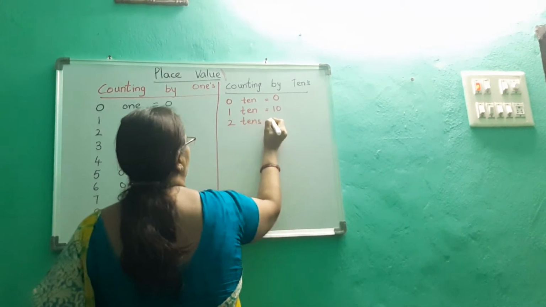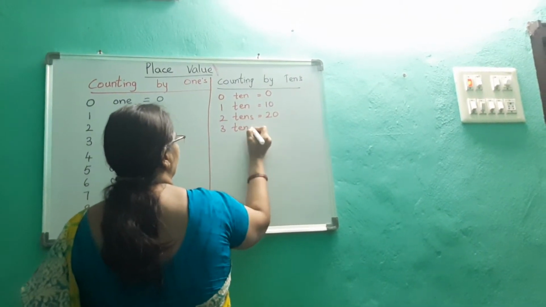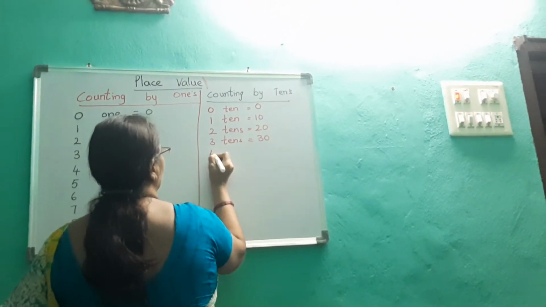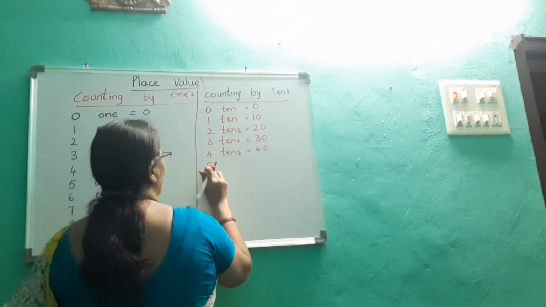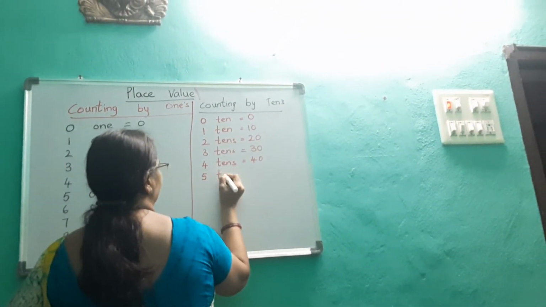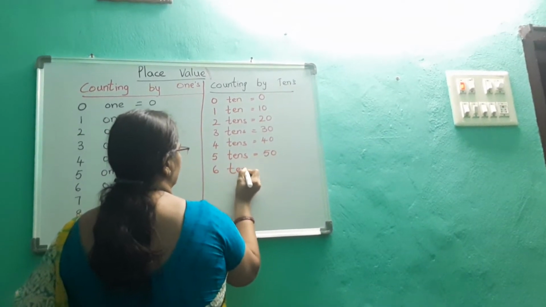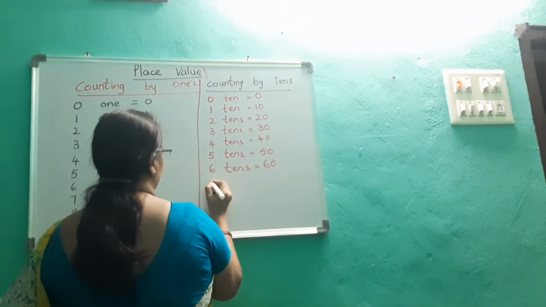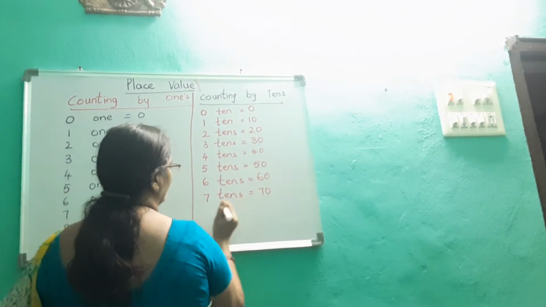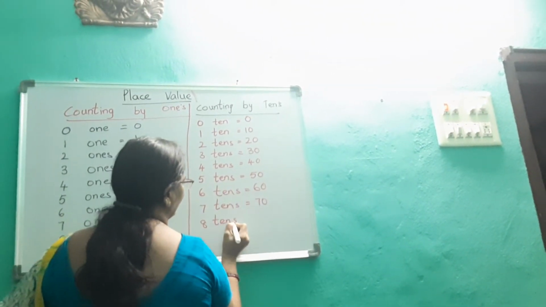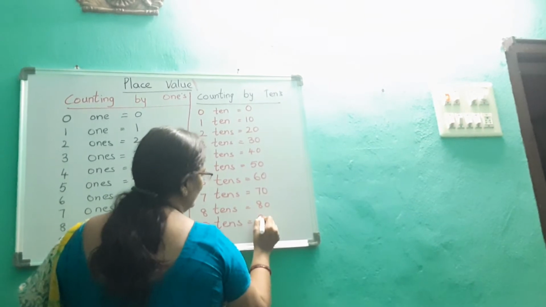2 tens is equals to 20. 3 tens is equals to 30. 4 tens is equals to 40. 5 tens is equals to 50. 6 tens is equals to 60. 7 tens is equals to 70. 8 tens is equals to 80. 9 tens is equals to 90.